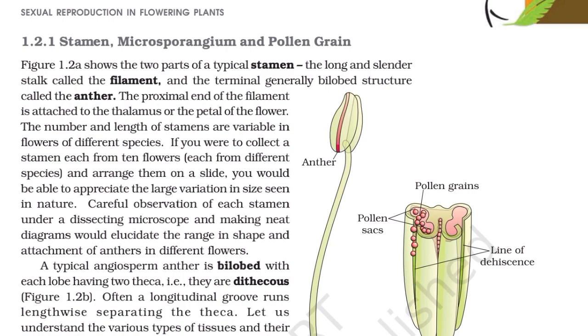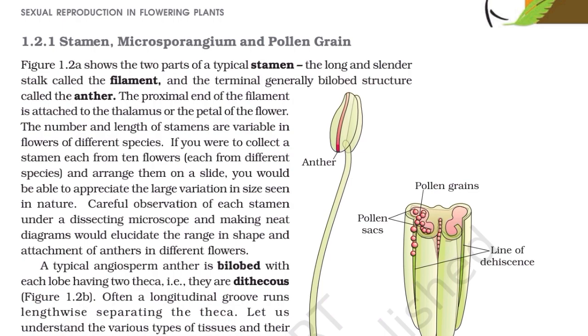Stamen, microsporangium and pollen grains. Figure 1.2a shows the 2 parts of a typical stamen. The long and slender stalk is called the filament and the terminal generally bilobed structure is called anther. The proximal end of the filament is attached to the thalamus or the petal of a flower.